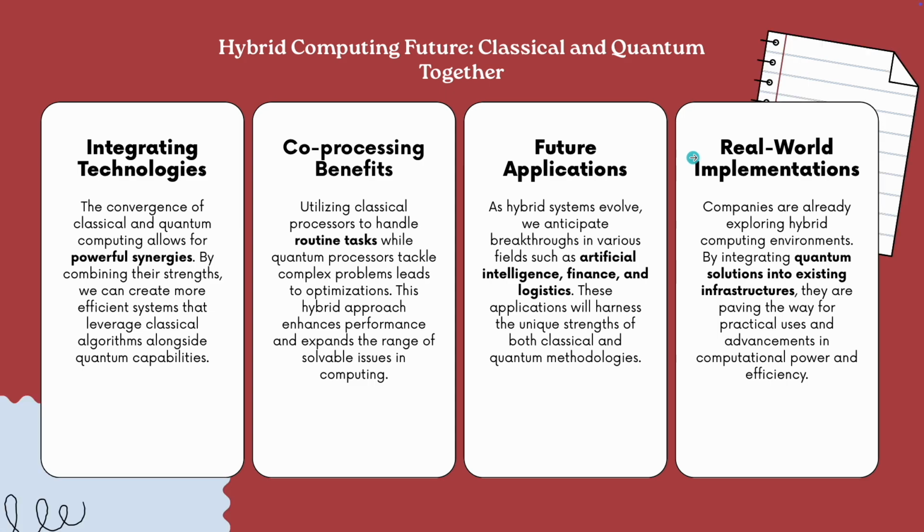Instead of thinking of quantum computers as replacements for classical computers, the future will likely be hybrid systems. Classical computers will continue handling everyday tasks, as this is vital for everyday functioning, while quantum processors tackle the most complex problems. This co-processing approach combines the strengths of both systems, opening the doors for breakthroughs in AI, logistics, finance, and beyond. In fact, some companies are already experimenting with hybrid environments, showing us the direction this technology is heading.